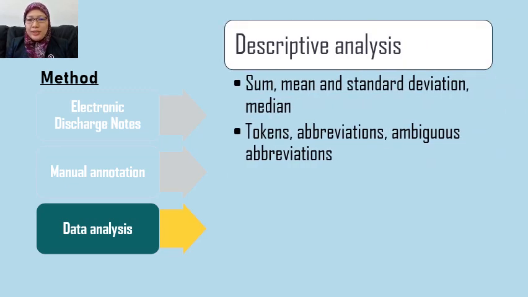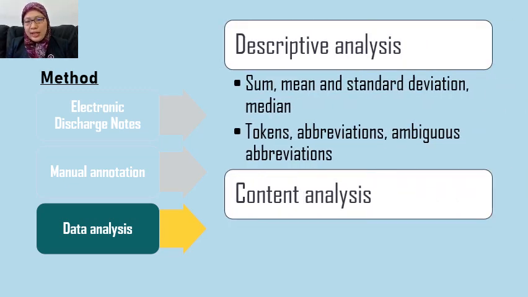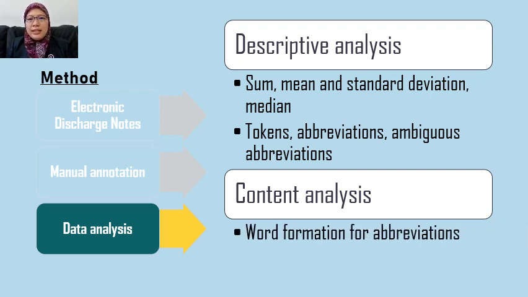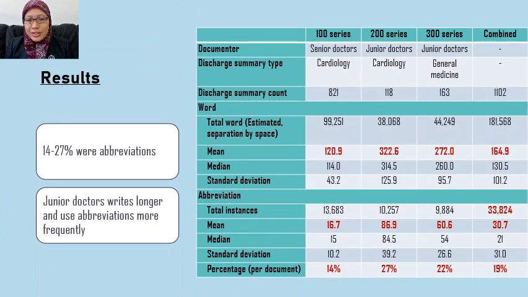From the annotation work, we did two types of analysis, descriptive as well as a content analysis that looks into word formation, or basically how abbreviations are formed. Interestingly, we find that our clinical notes contain abbreviations at about 14 to 27%, and we also find that junior doctors tend to write longer and use abbreviations more frequently.